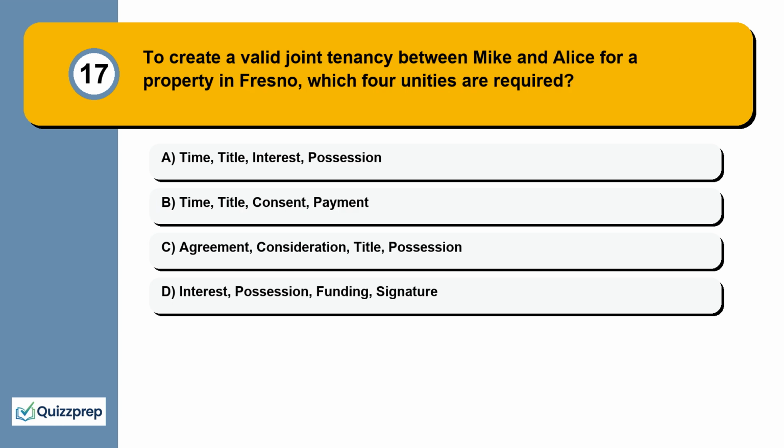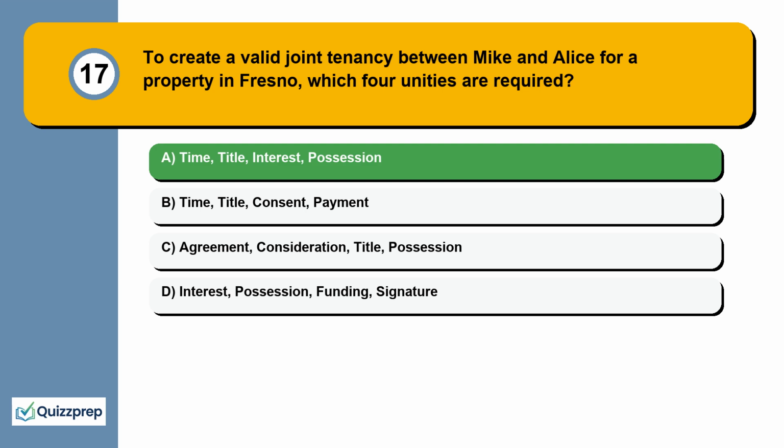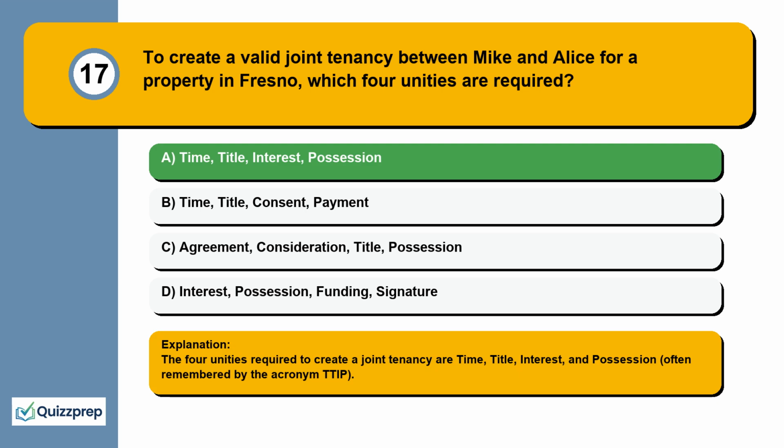Question 17. To create a valid joint tenancy between Mike and Alice for a property in Fresno, which 4 unities are required? Time, title, interest, possession. Time, title, consent, payment. Agreement, consideration, title, possession. Interest, possession, funding, signature. The 4 unities required to create a joint tenancy are time, title, interest, and possession, often remembered by the acronym TTIP.